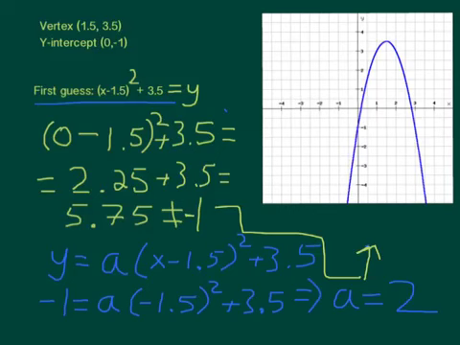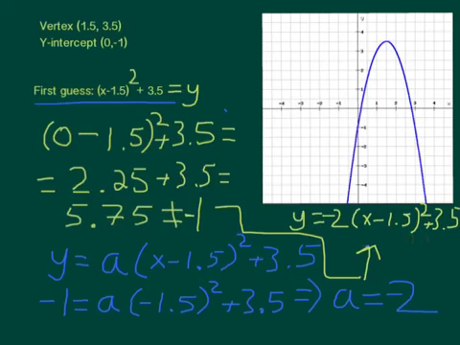So all in all, the equation of our graph is y equals -2 times (x minus 1.5) squared plus 3.5. That's our final answer: y equals -2(x - 1.5) squared plus 3.5.